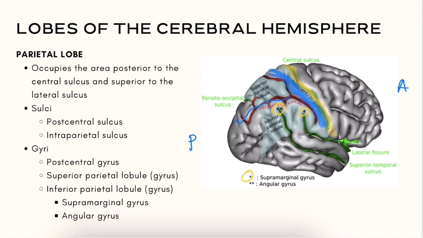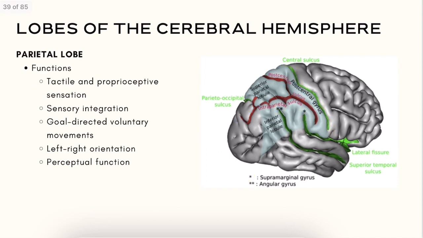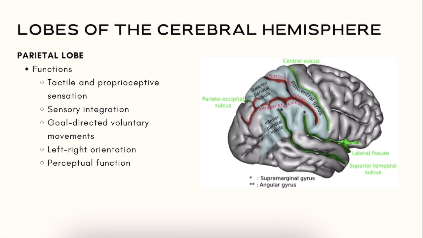So what are the functions of our parietal lobe? Well, it is for tactile and proprioceptive sensation, for sensory integration, for goal-directed voluntary movements, left and right orientation, and perceptual function. Okay, so this would mostly be about sensation. If we're talking about our post-central gyrus or our parietal lobe, it's mostly about sensation.